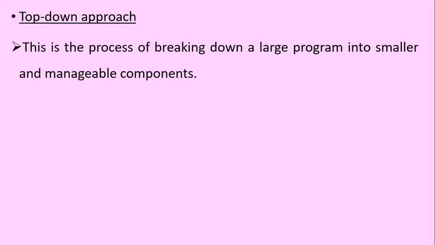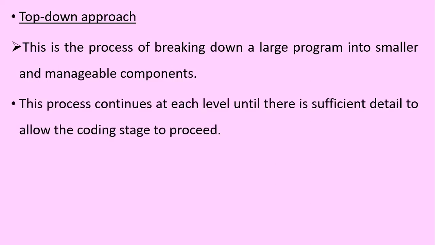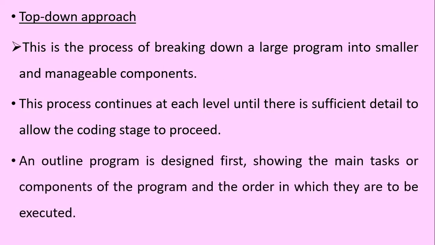What is the top-down approach? This is the process of breaking down a large program into smaller and manageable components. This process continues at each level until there is sufficient detail to allow the coding stage to proceed. An outline program is designed first, showing the main tasks or components of the program and the order in which they are to be executed.